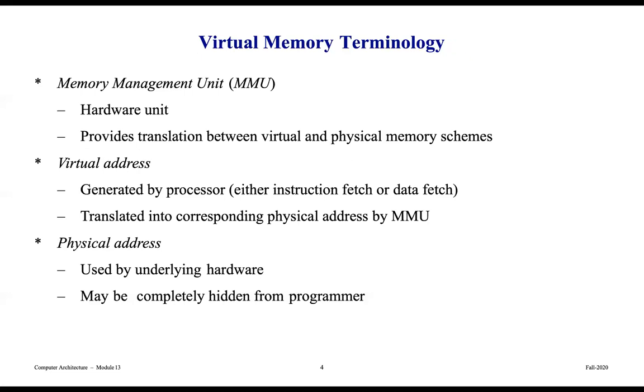Virtual memory terminology, here are a couple of things for us to keep in mind. Memory management unit, MMU: it's a hardware unit that provides translation between virtual and physical memory schemes. What about a virtual address? It's generated by a processor, either an instruction fetch or data fetch, and translated into the corresponding physical address by the MMU. So a virtual address is not the real address. Then we have the physical address, which is used by the underlying hardware. This is where it actually exists. It may be completely hidden from the programmer.